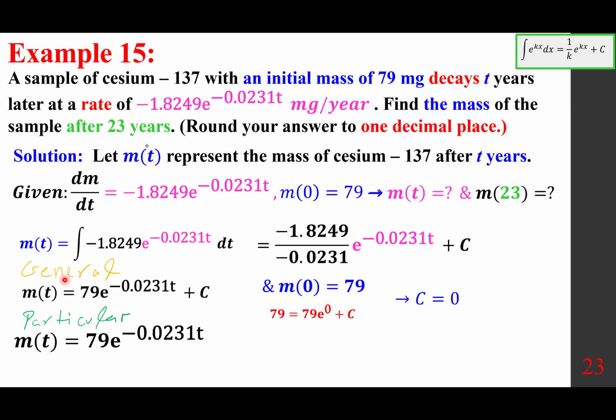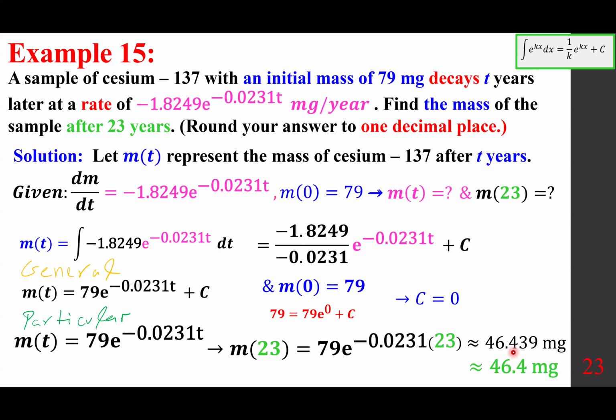Now, find the mass after 23 years. So plug in 23 here. When t is replaced with 23 and you put it into a calculator, you get some number, and we want 1 decimal. To get to 1 decimal, you need the next digit. The 3 says the 4 doesn't change, so 46.4. And as always, units. This was milligrams per year for the rate, so this must be milligrams.